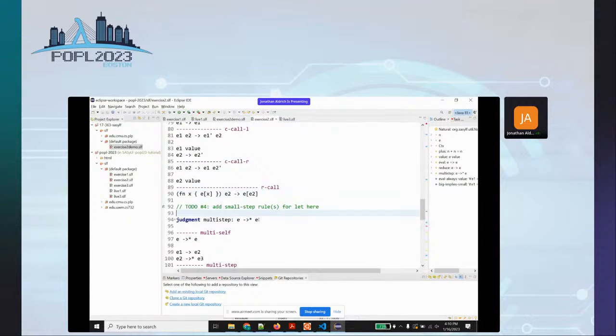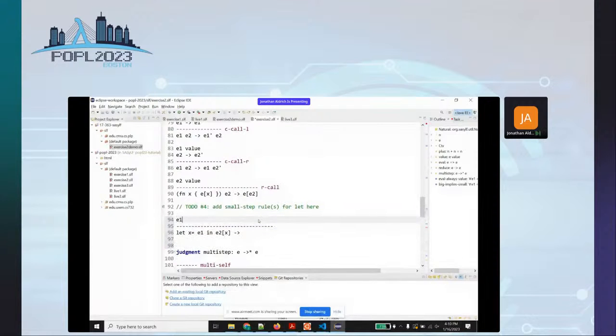But now we could also add rules for let, right? Let x equals E1 in E2 of X. Small steps 2. So what would we write here? Suggestions? Can you do the case where E1 reduces first?